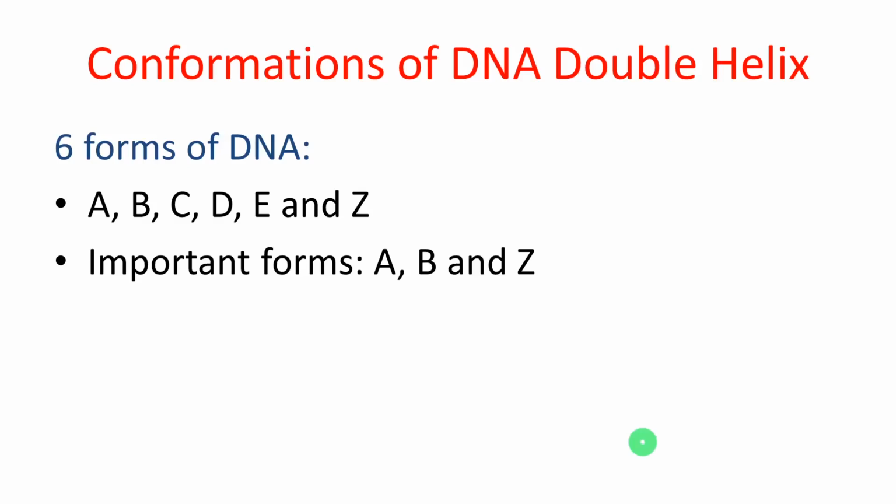Now there are 6 forms of DNA: A, B, C, D, E and Z. These types have different conformations. Among these 6 types, 3 types are important, that is A, B and Z. Now what is the difference between A type, B type and Z type?